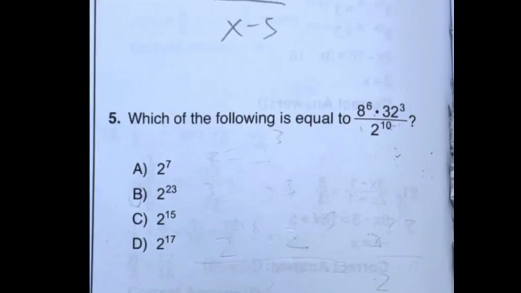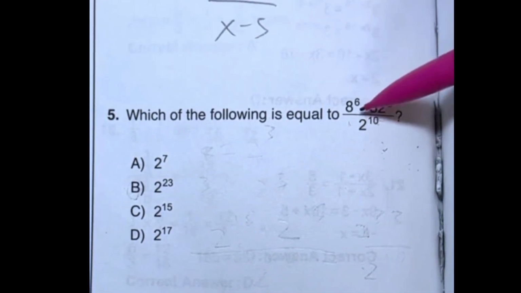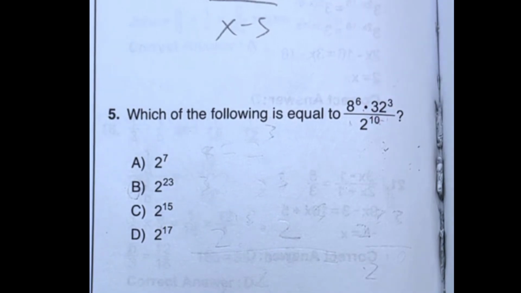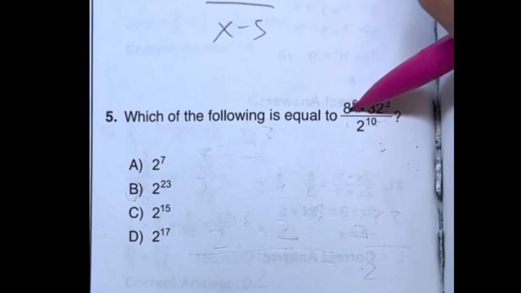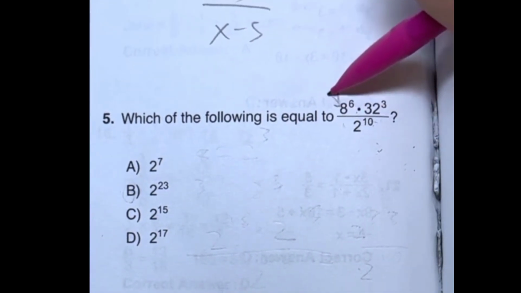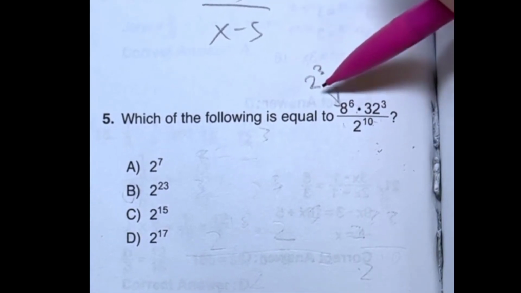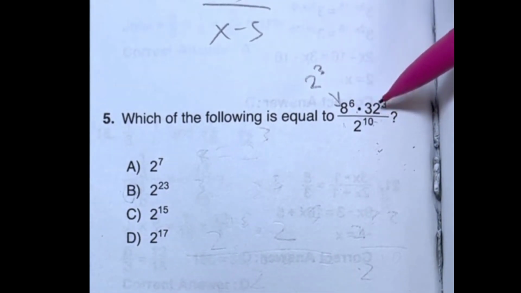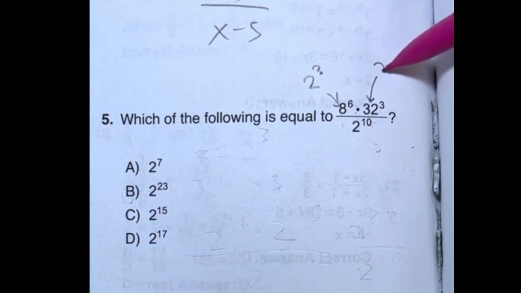You do not need a calculator for this question. So whenever you deal with powers, you want the bases to be the same. 8, 32, and 2 are not the same numbers, so how do we get them to be the same? Well, 8 could actually be rewritten as 2 to the third power. So we're going to keep a base of 2, because 32 could be rewritten as 2 to the fifth power.